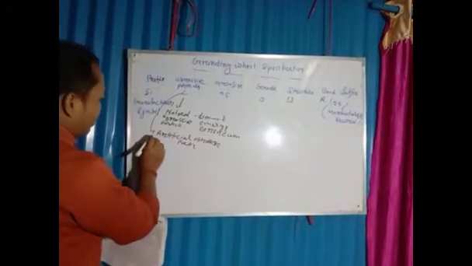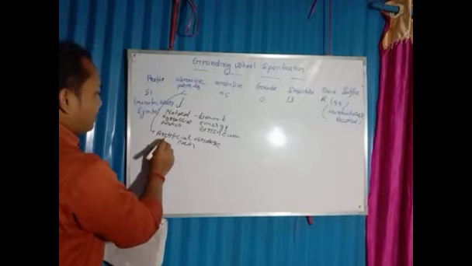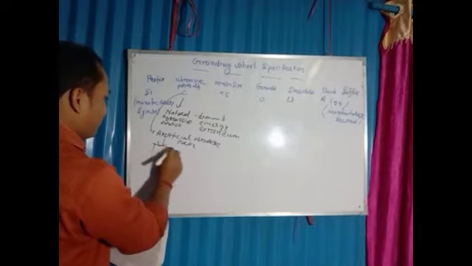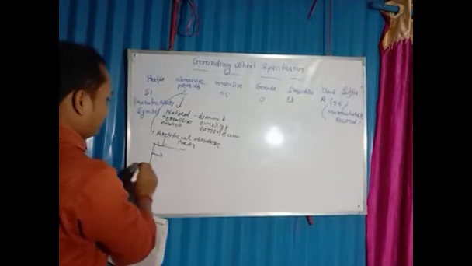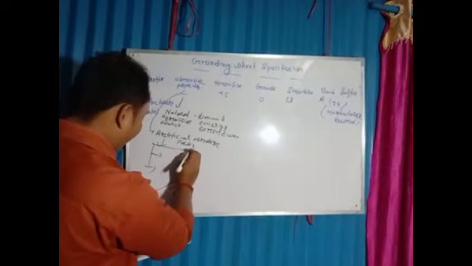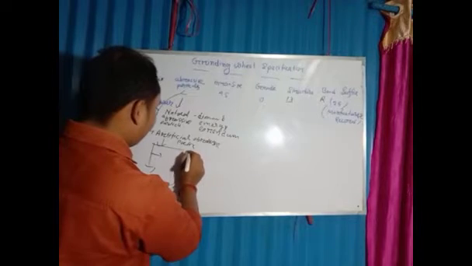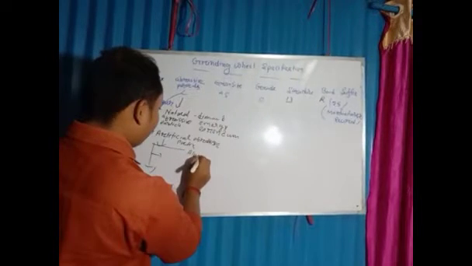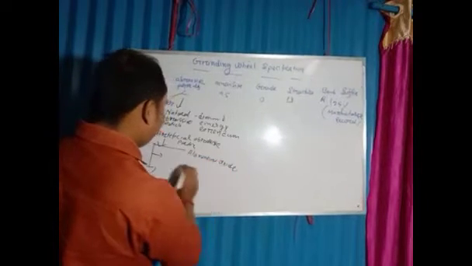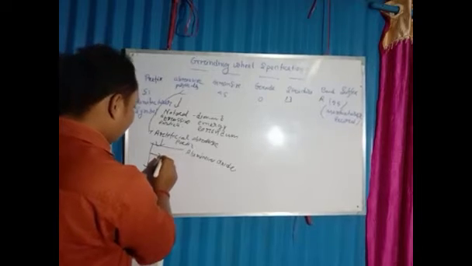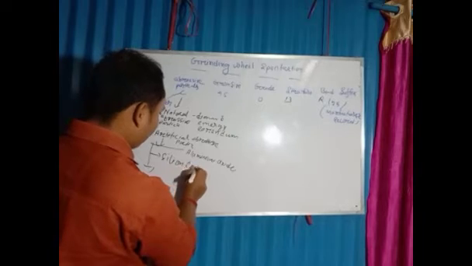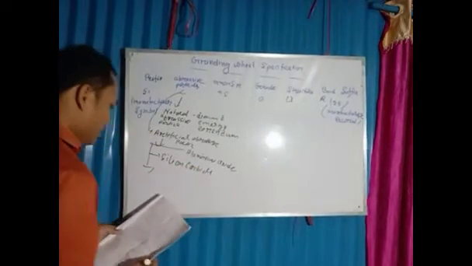But what are the artificial abrasive particles? We manufacture this type of abrasive particle. These particles are, one, aluminium oxide, and another is silicon carbide.